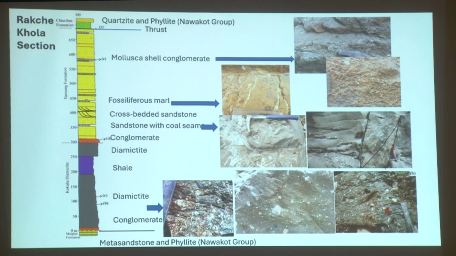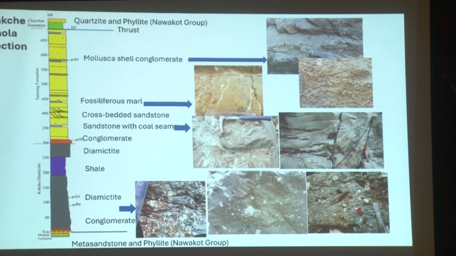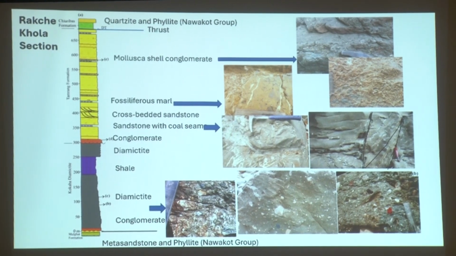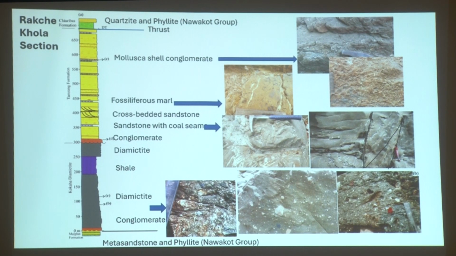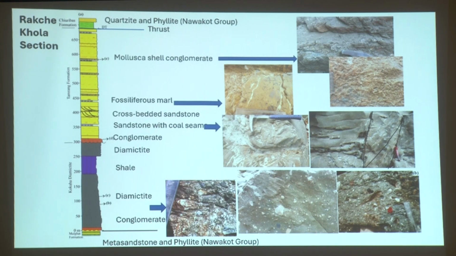One of the sections was the Rakshik Khola section. It consists of a continuous sequence of lower Gondwana age, which is the Koka Dynamic and Tamrang formation. The conglomerate containing clasts of pink and black chert within a siliceous matrix alternately overlies the meta-sandstone and phyllite of the Nawakot group. It is followed by the diamictite containing clasts of boulder size, of cherts of different colors, limestone, dolomites and quartzites, and some boulders of limestone are also present there.